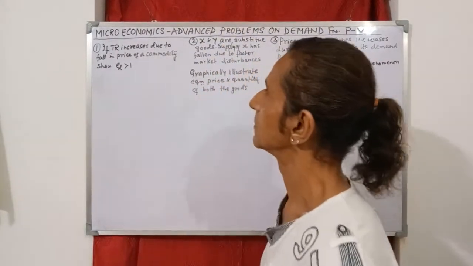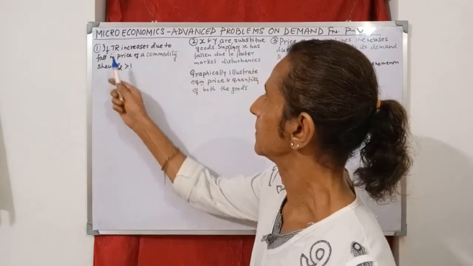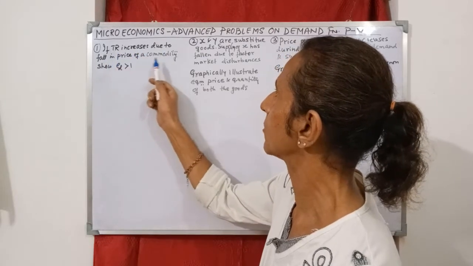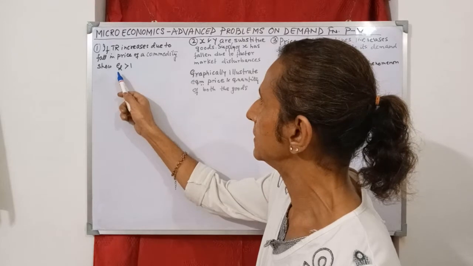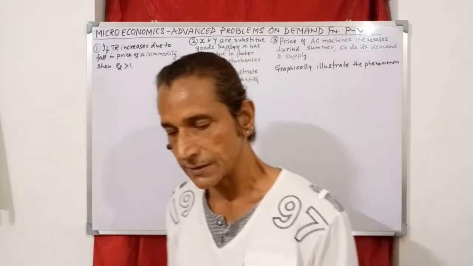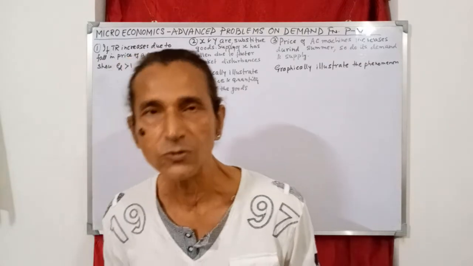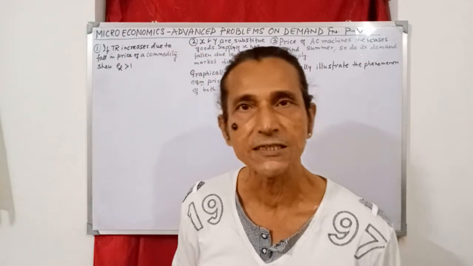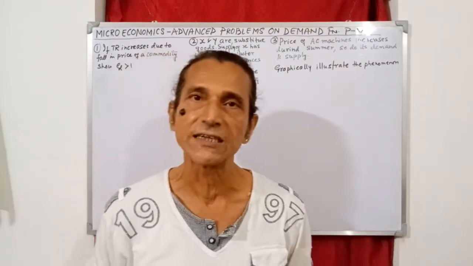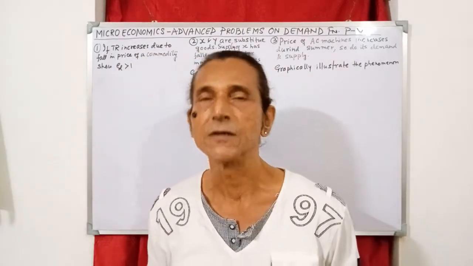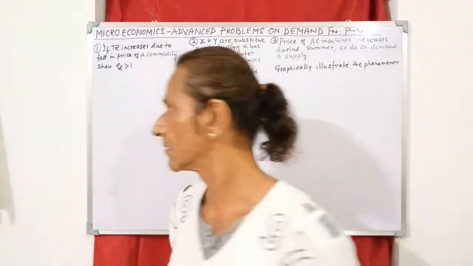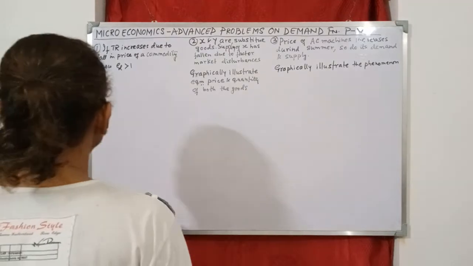Number 1. What is stated? If total revenue increases due to fall in price of a commodity, show ED is greater than 1. That is, price elasticity of demand is greater than 1. So we have to show that price elasticity of demand of a commodity is greater than 1 if, as a result of fall in price of that commodity, total revenue increases. Okay, so let's start solving the problem.